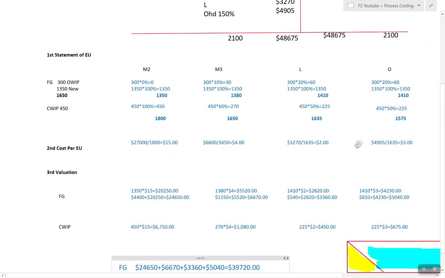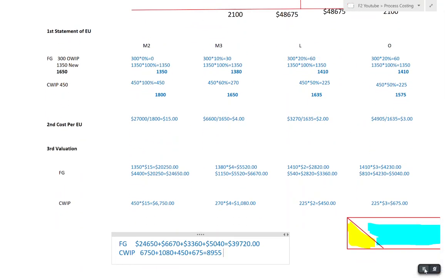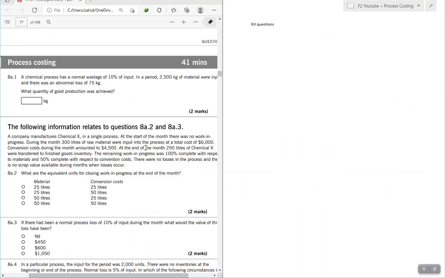So now let's look at kit questions. Okay, so we had questions remaining that were relating to work in progress. Let's look at them now.